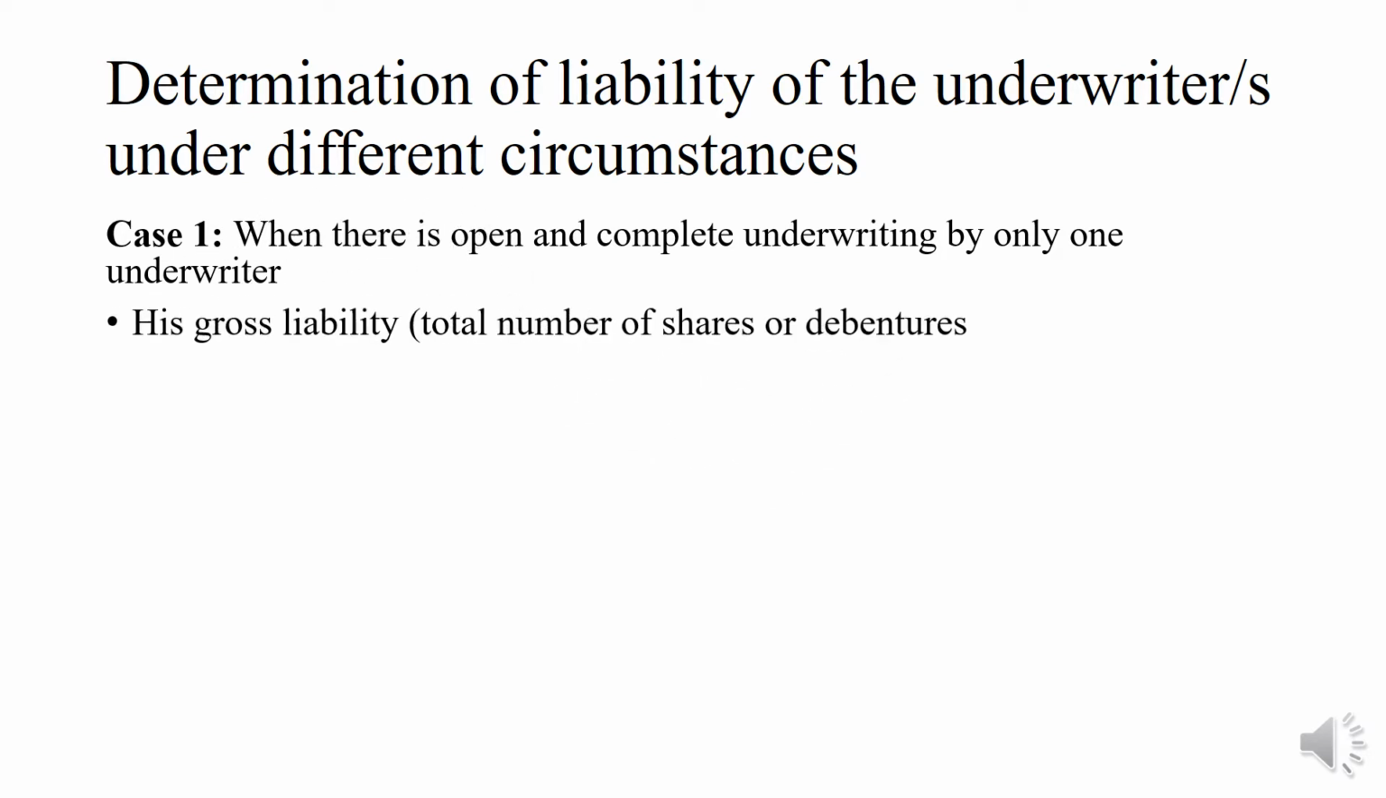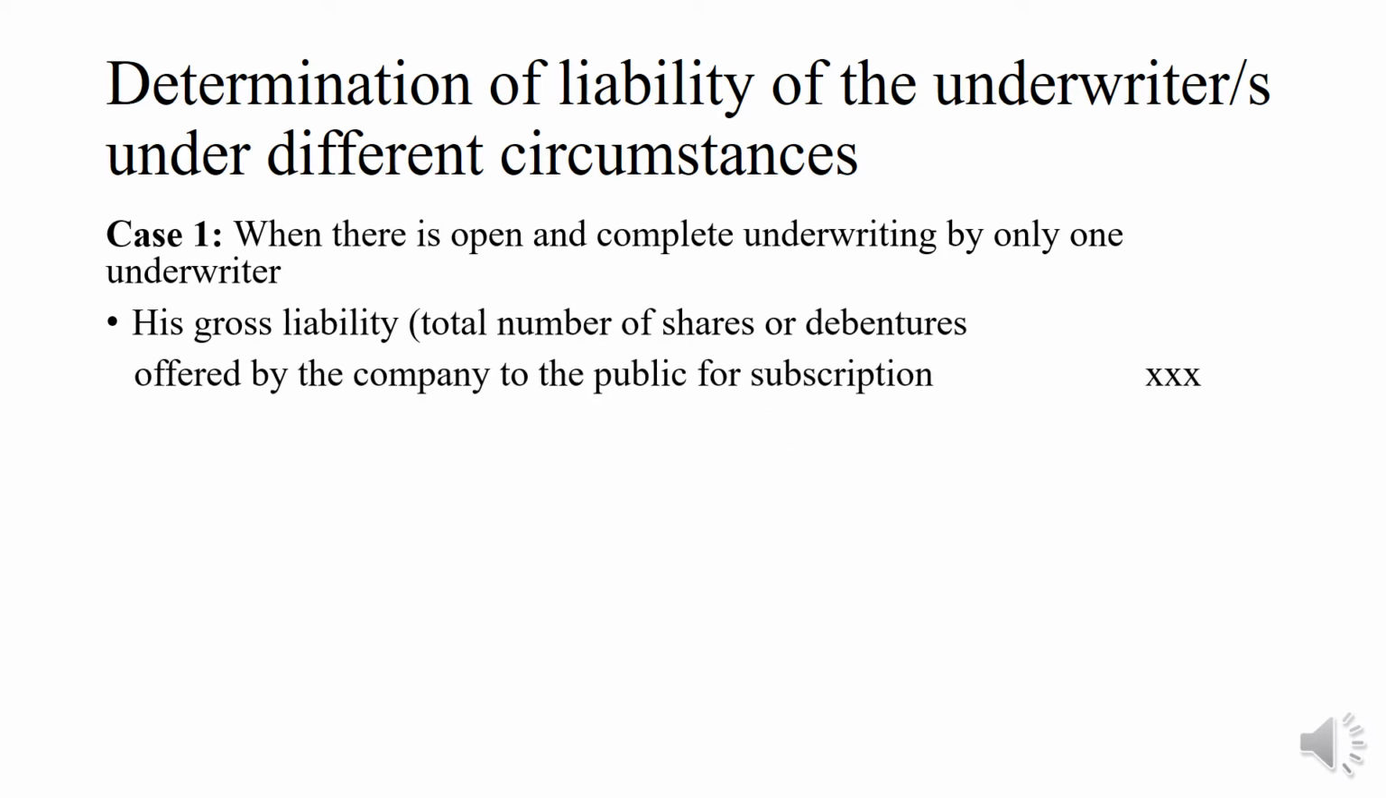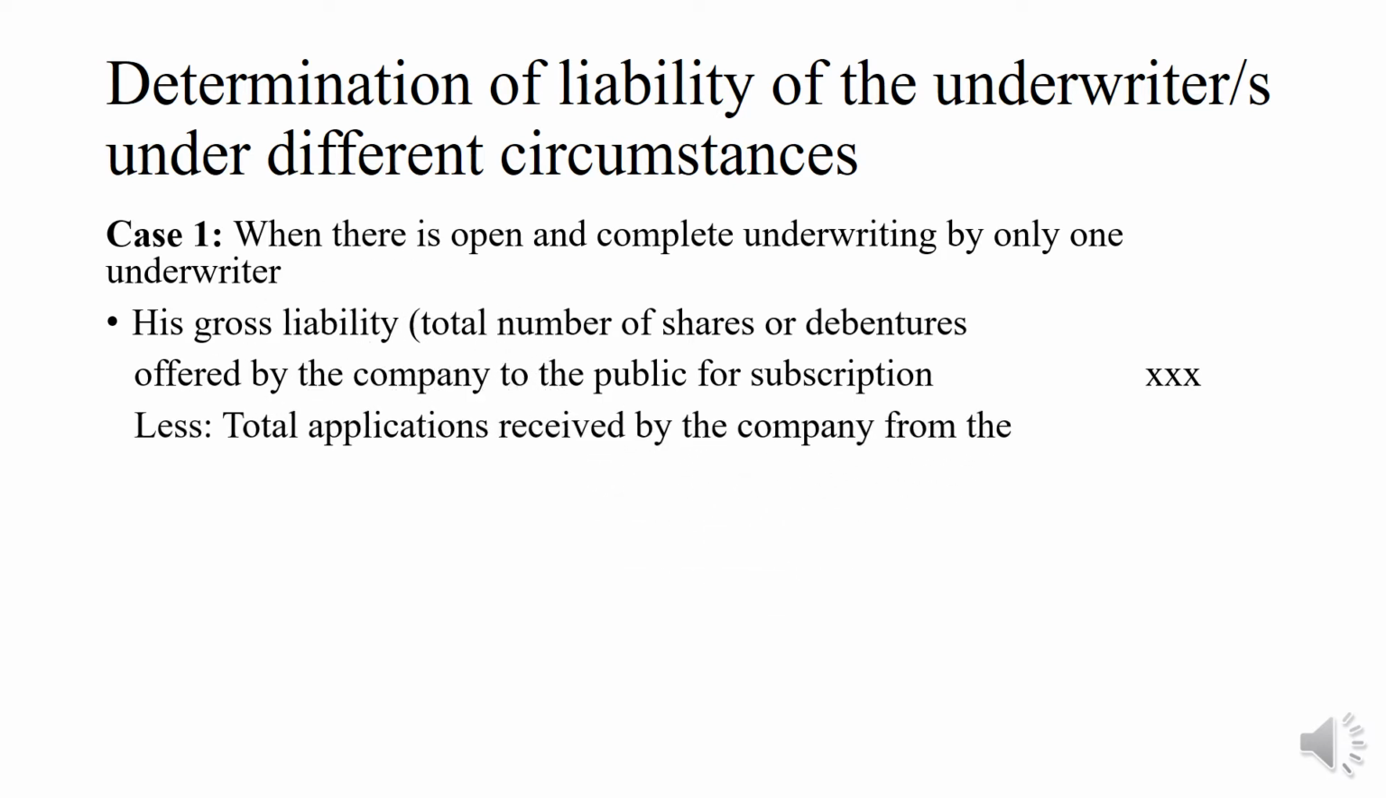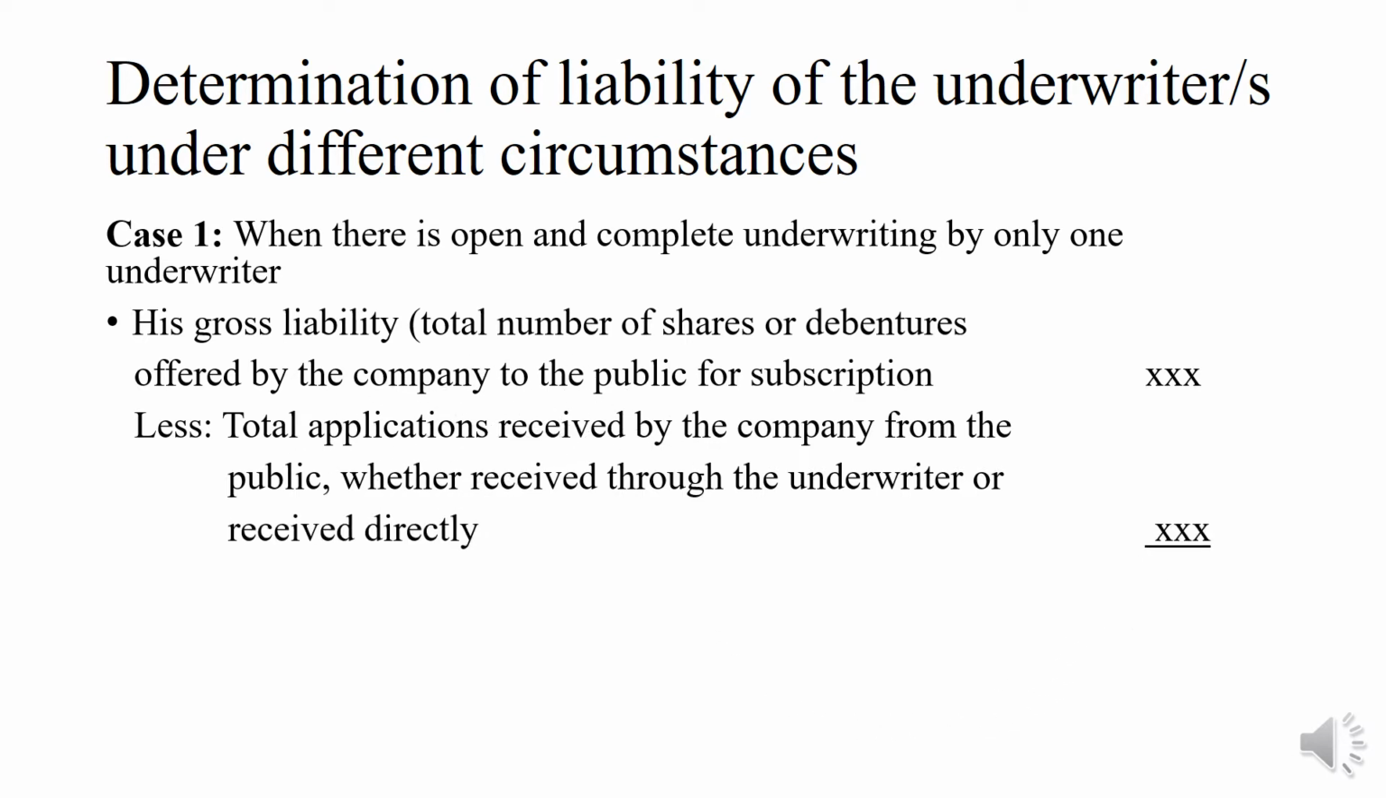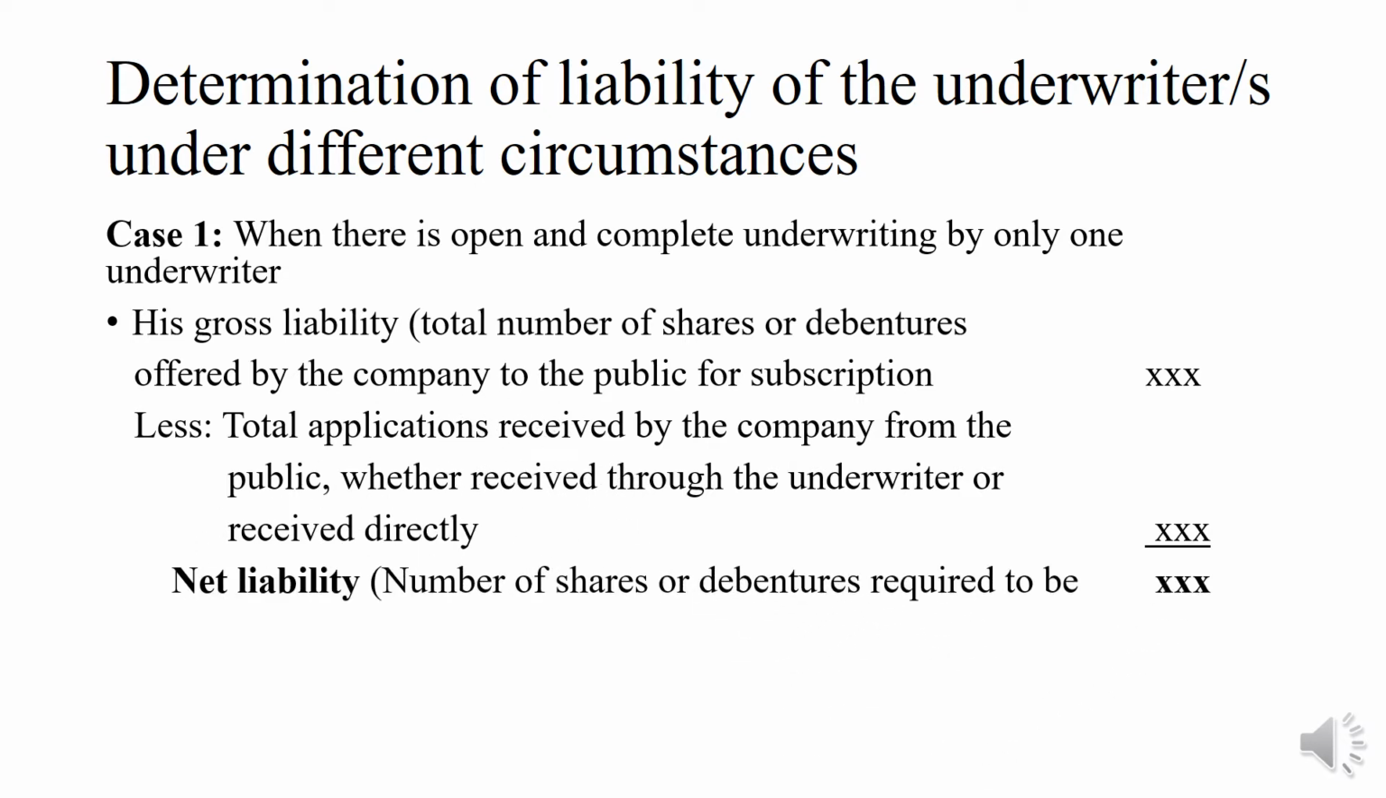So this is the way you calculate the liability of the underwriter. His gross liability, that is the total number of shares or debentures offered by the company to the public for subscription. From that, deduct total applications received by the company from the public, whether received through the underwriter or directly. If you deduct that, you get the balance, and that is called the net liability, or we can also call it the number of shares or debentures required to be underwritten or taken up by the underwriter.